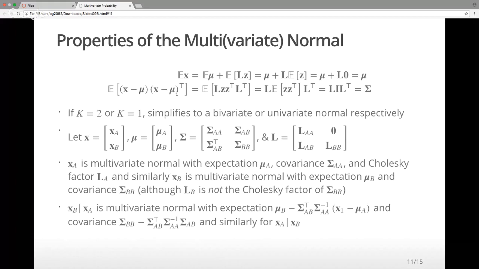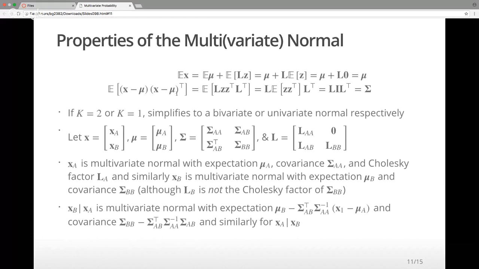I'll fix that. And then X sub B, conditional on X sub A, is conditionally multivariate normal. Here is its conditional expectation. Its conditional variance covariance matrix is sigma BB minus this multiplied by the inverse of that, multiplied by that. And this is going to be a positive definite matrix itself.